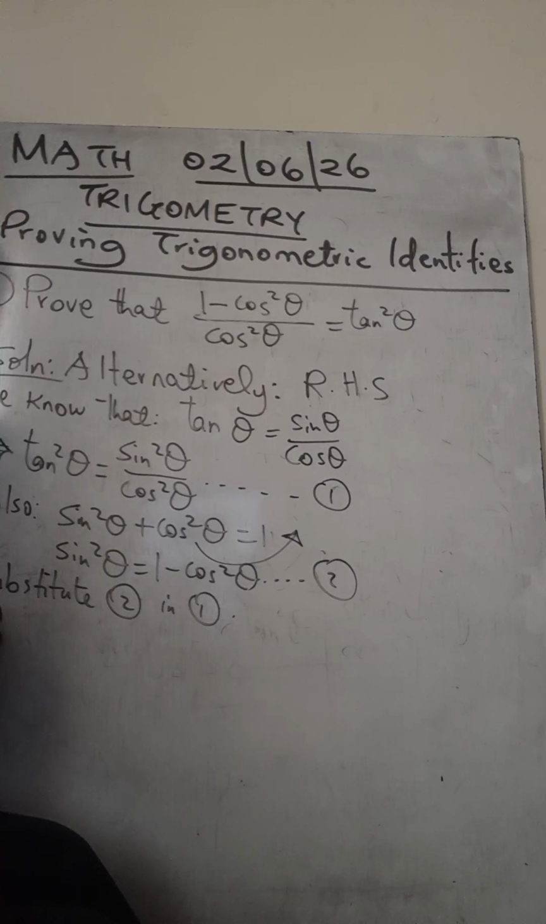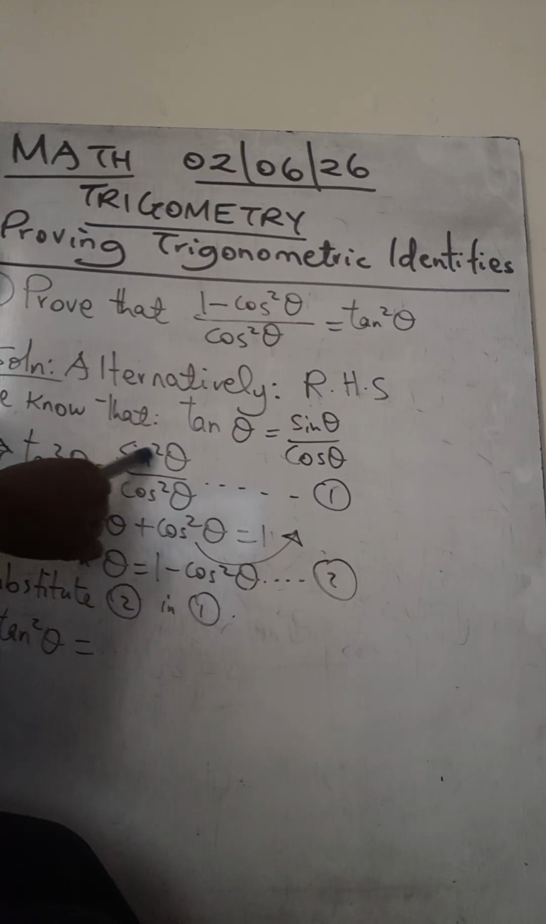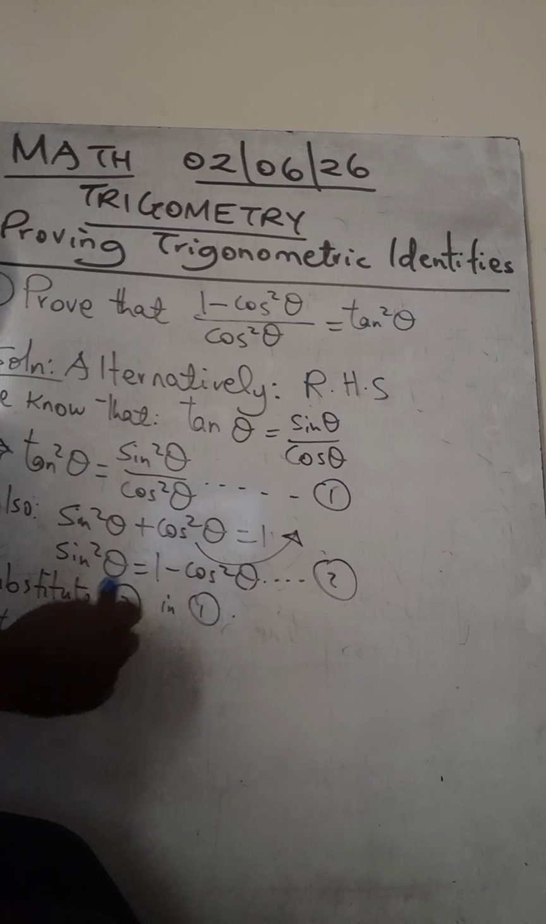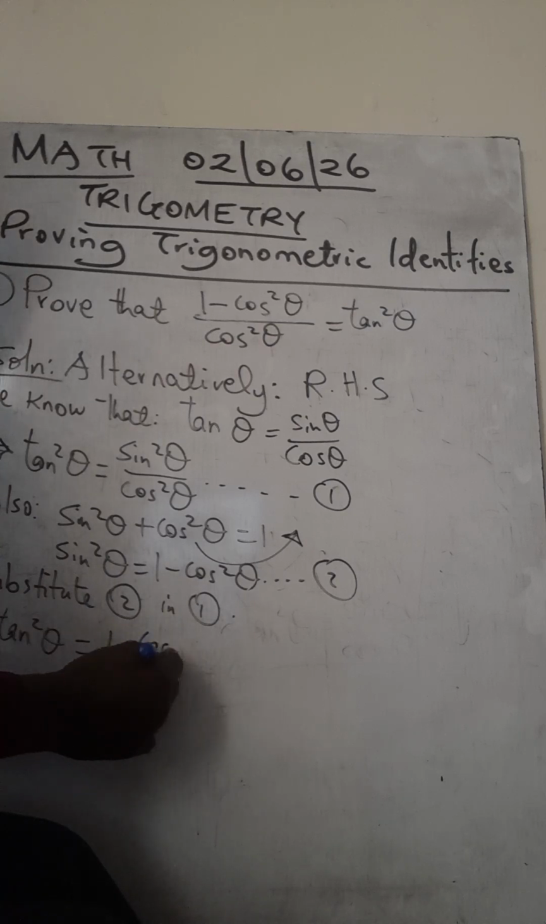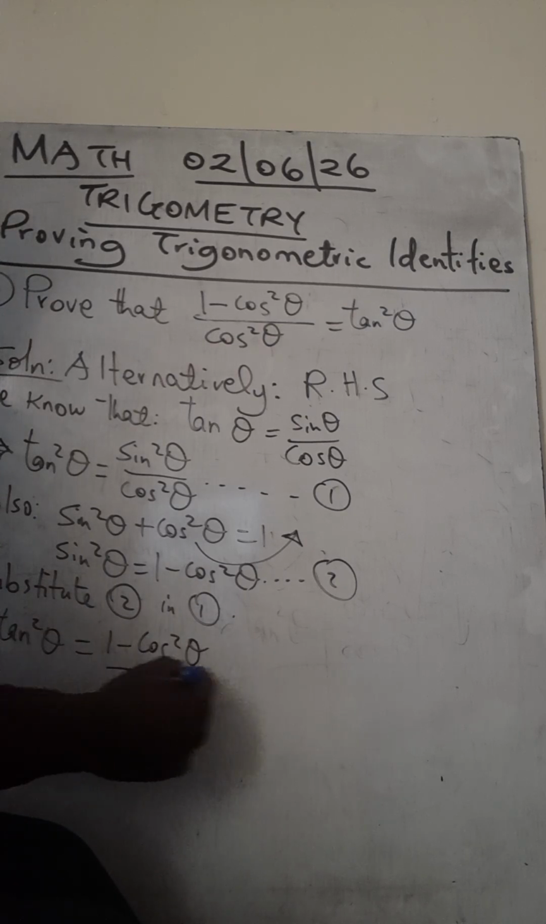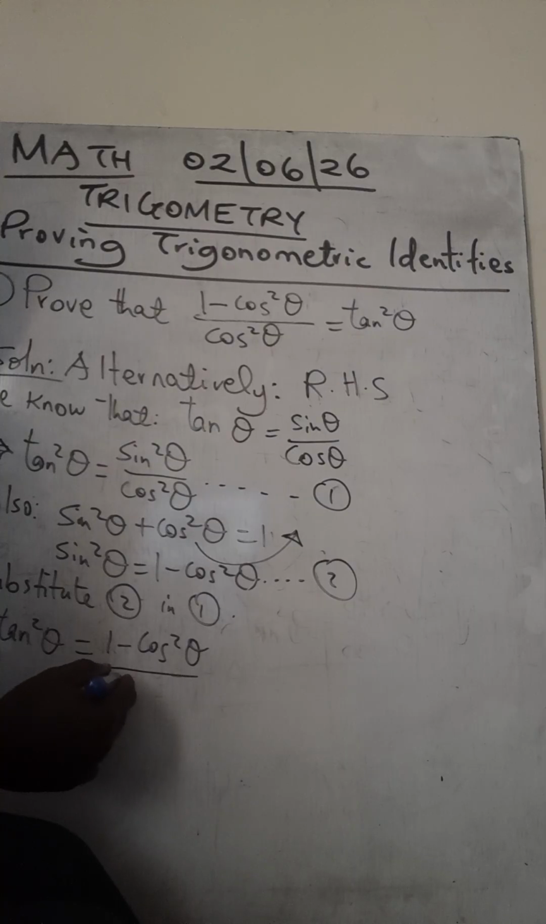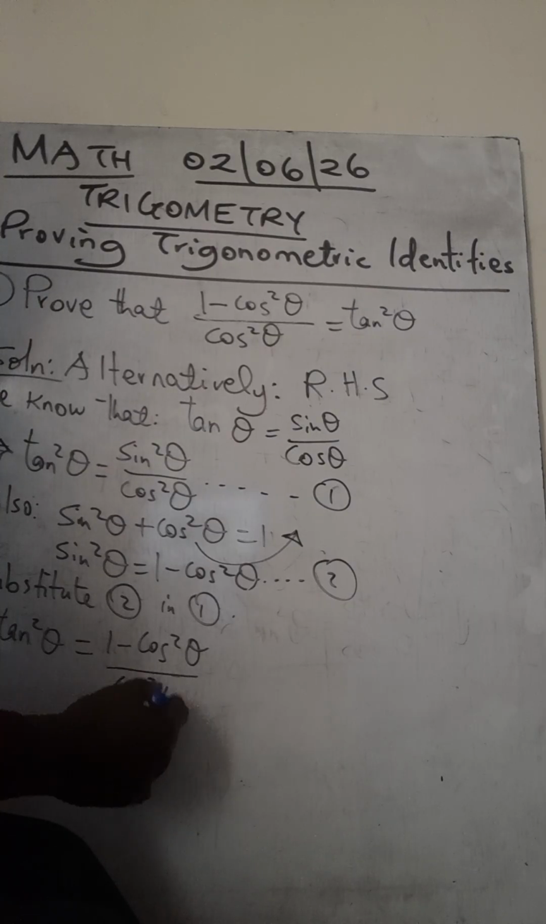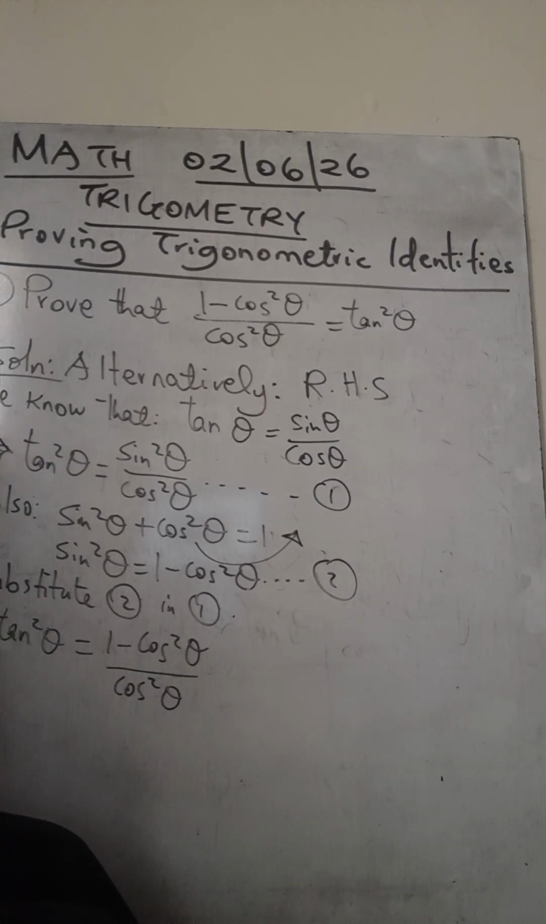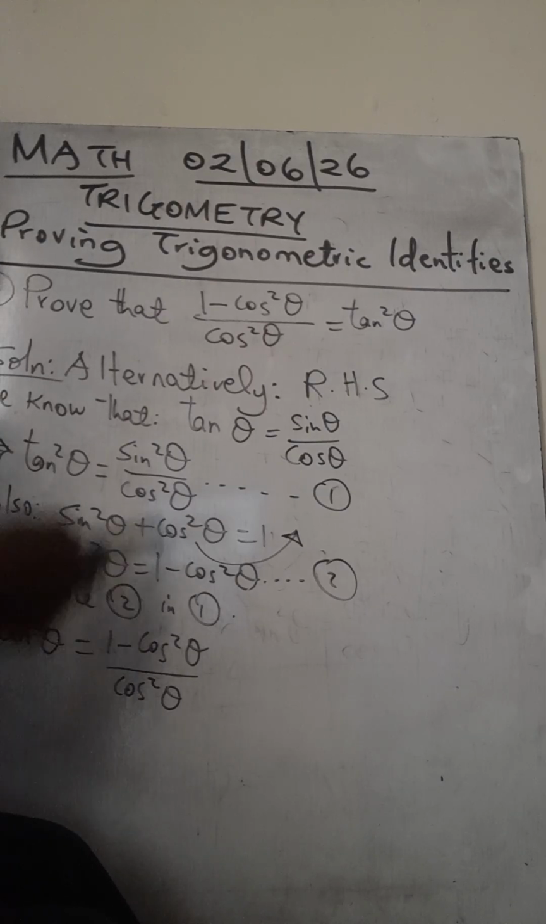Therefore tan squared of theta equals, instead of saying sine squared of theta, we say 1 minus cosine squared of theta over cosine squared of theta. And this one is what we have here.